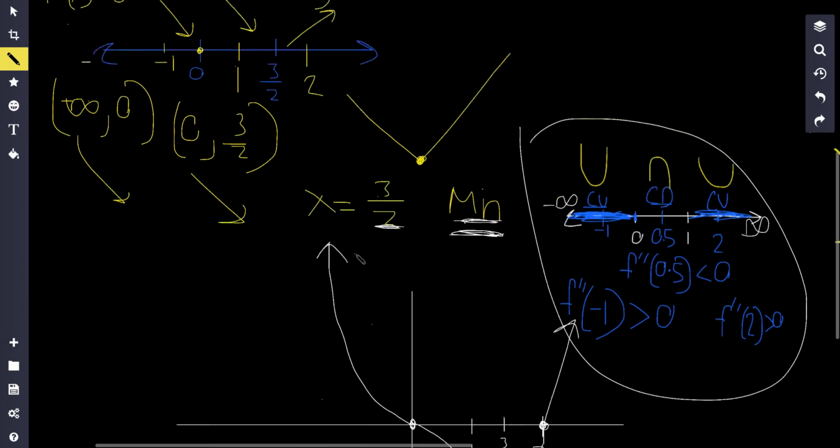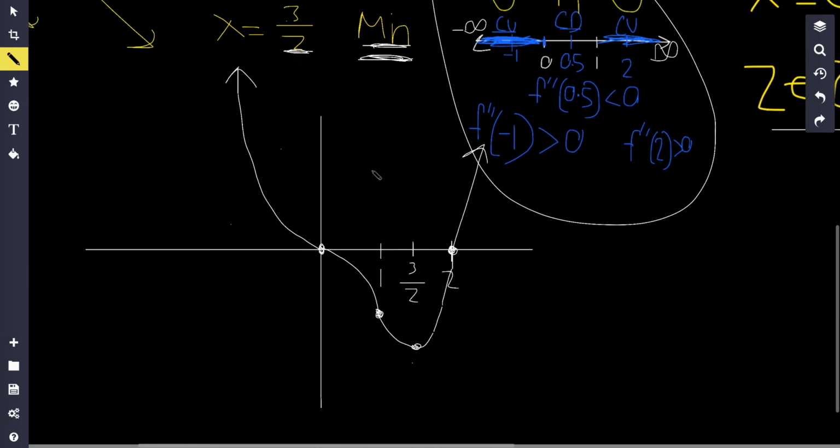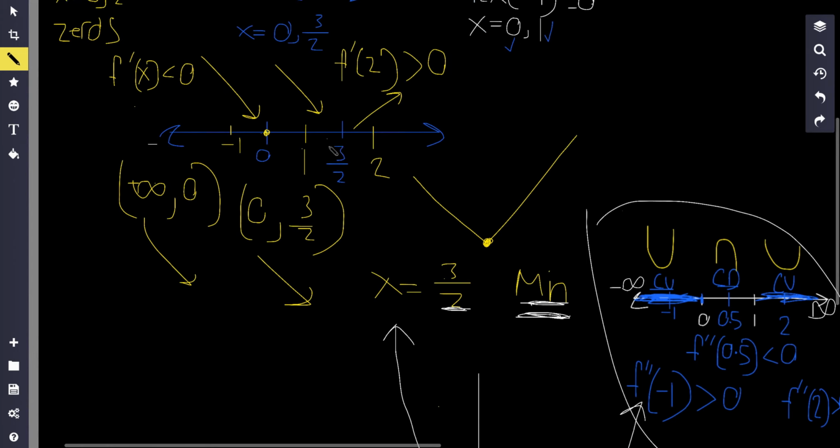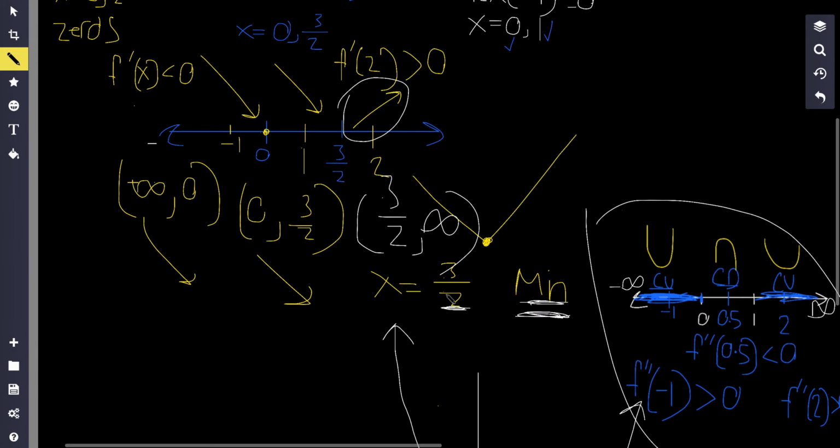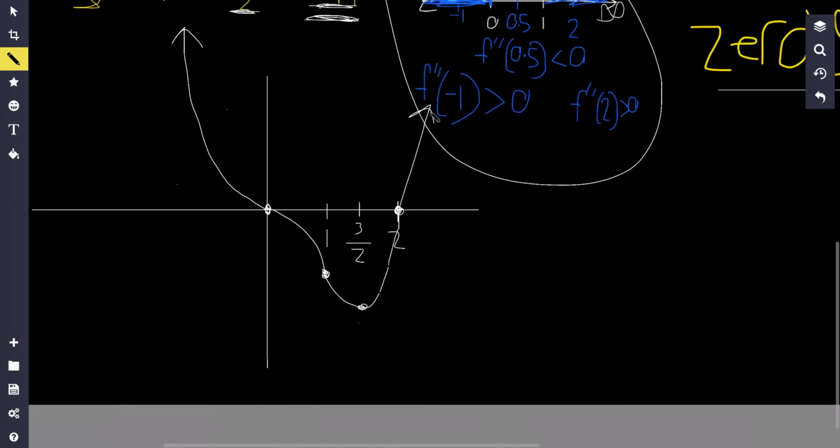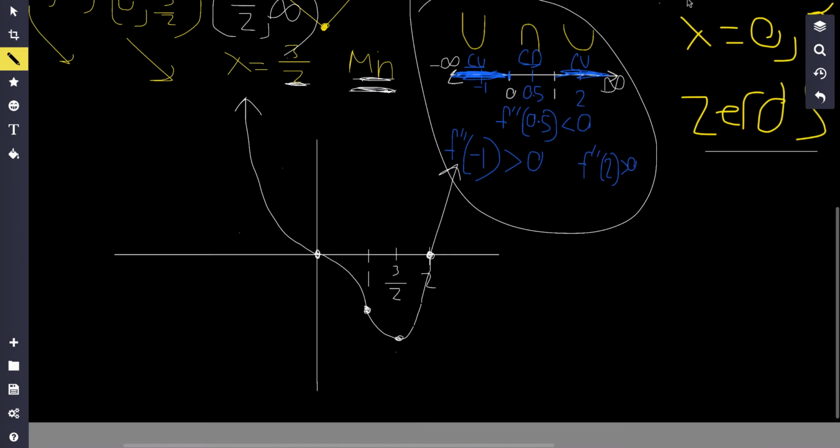And what about from 3 over 2 to infinity? From the first derivative, we said how from 3 over 2 to infinity, our function is going to be increasing. And look here, from 3 over 2 to infinity, our function is increasing. So everything lines up, and there we go.